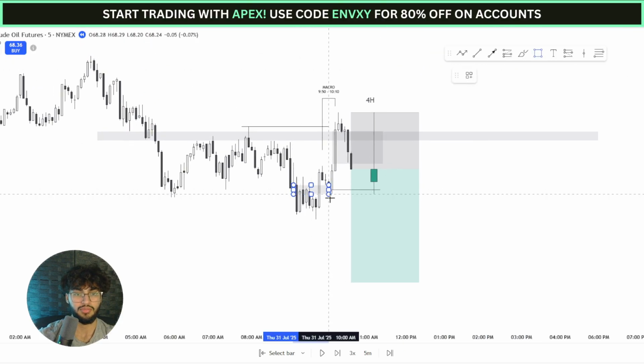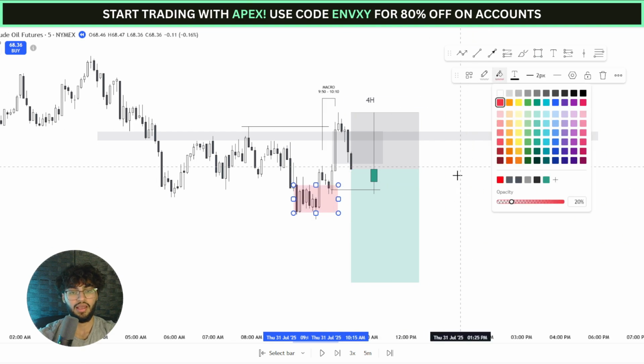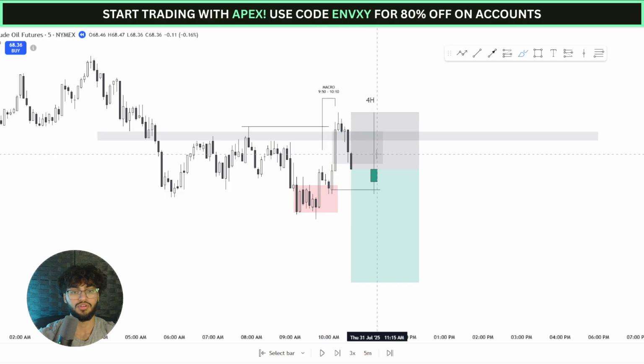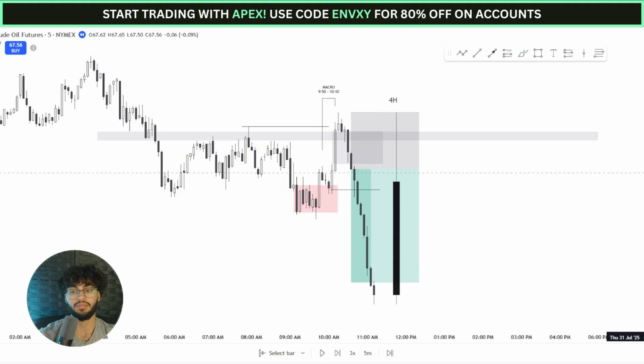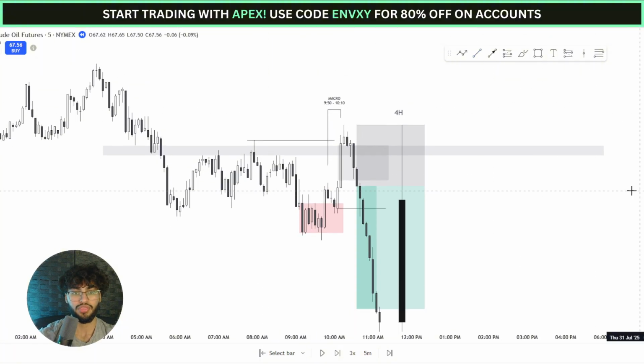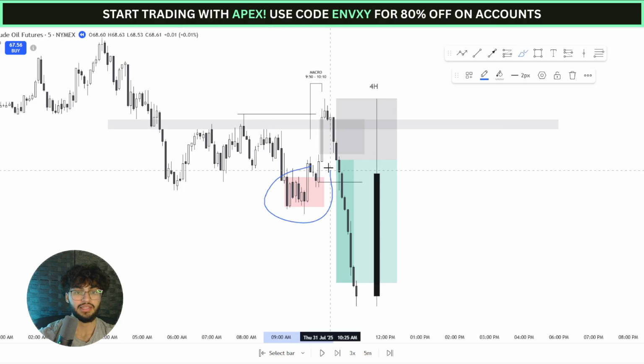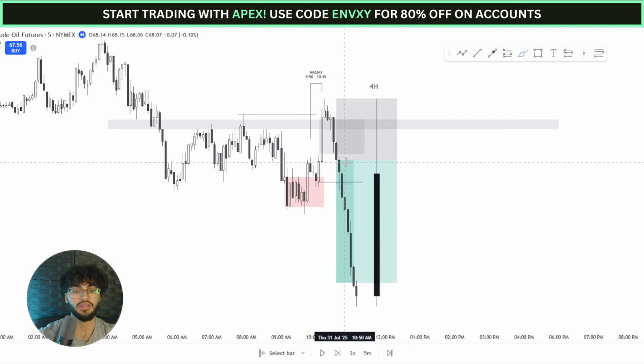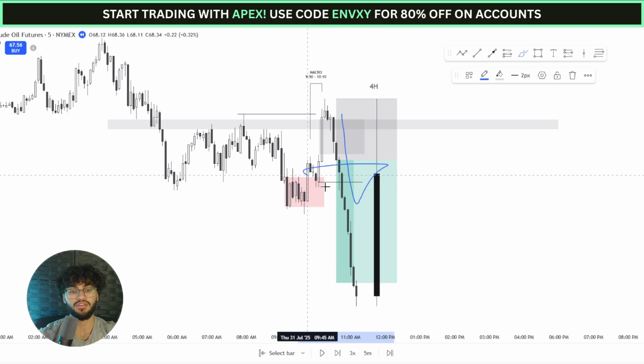You can clearly see this accumulation. The 10 a.m. candle opens up. We have that manipulation, and then we get that beautiful distribution. So let's see how the setup actually plays out. We get a continuation, and we hit take profit so quickly, right? And this is because we're aligning ourselves with the higher time frame, and this 10 a.m. AMD model gives us that opportunity to take that trade in favor of the daily bias.